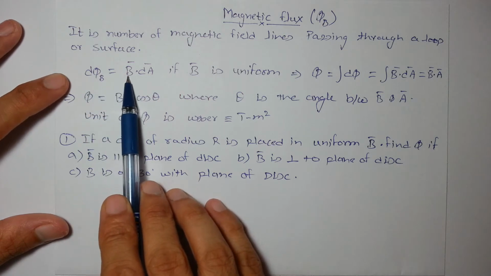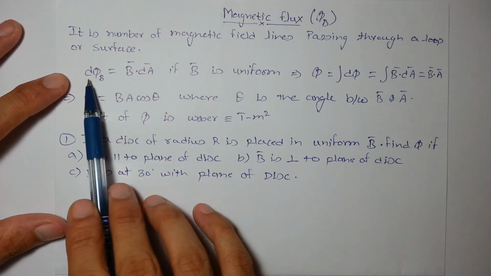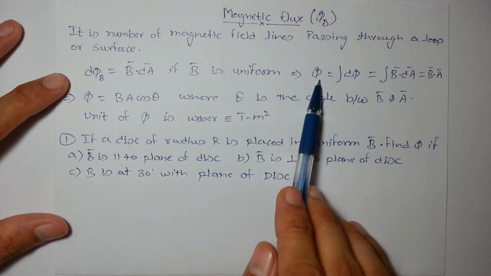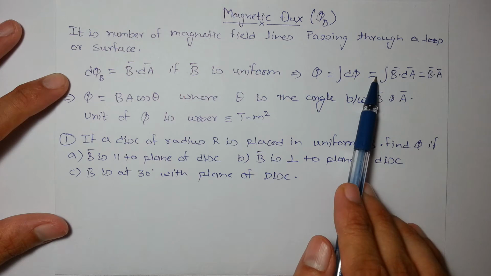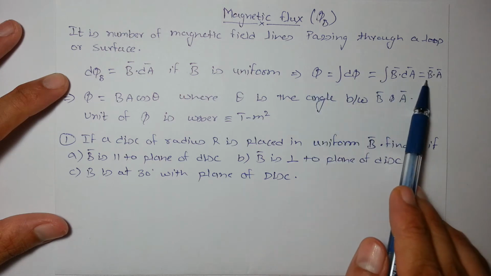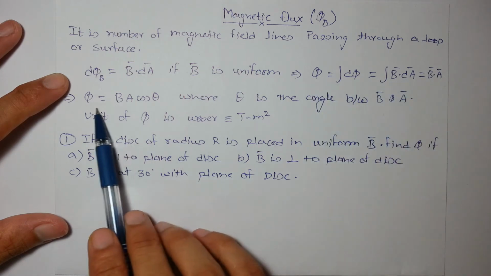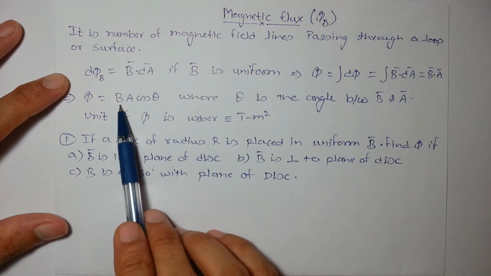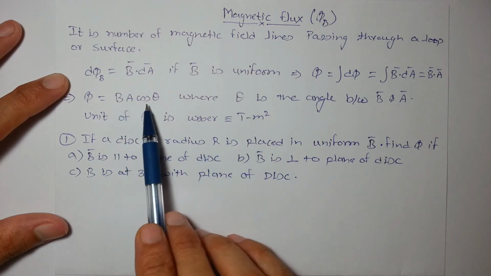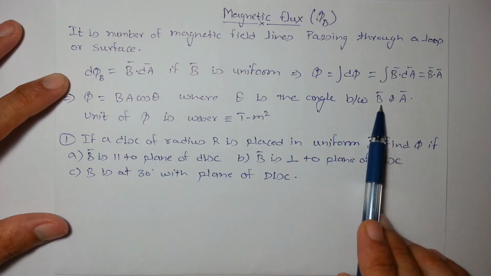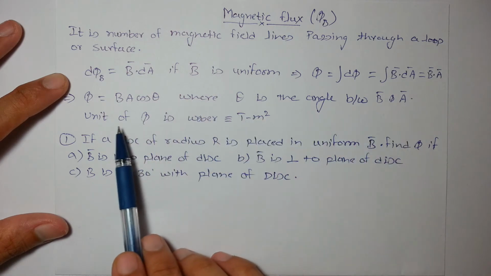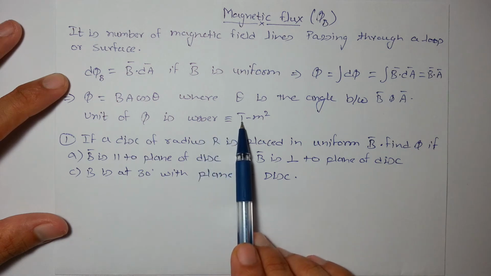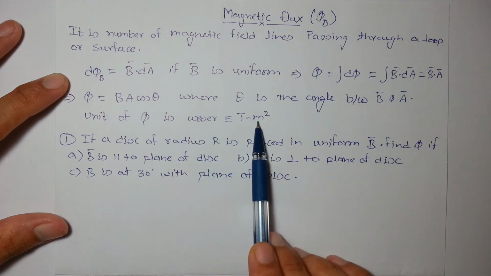If B is the magnetic field and dA is the small area, then small flux can be this. And if the field is uniform, then we can take B out of the integration and total flux will be B dot A, or BA cos theta, where B is the uniform magnetic field, A is the area, theta is the angle between magnetic field and area vector. And the unit of flux is Weber, which is equivalent to Tesla meter square.